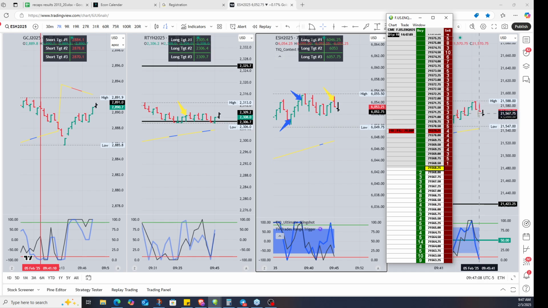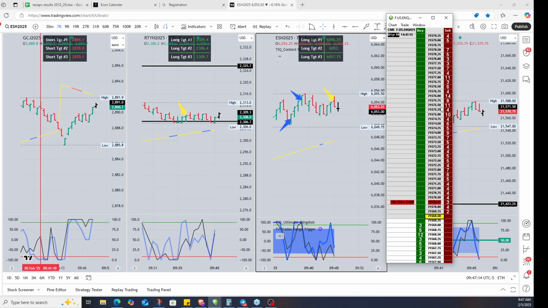Now the entry point on the NQ should have been right here at 67.75. A minute is 70.25. It's got to go 5 points into profit. It's got to hit 75.25 for me to bump the stop to break even.